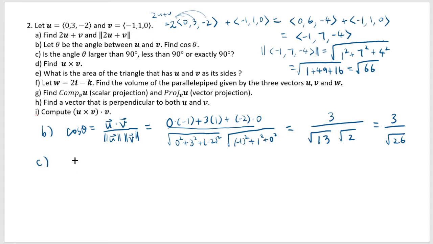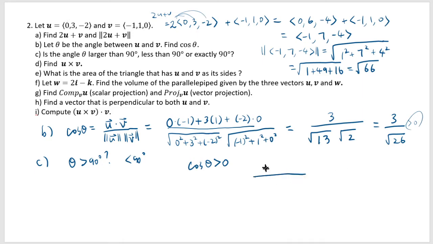C, the question is, is the angle bigger than 90 degrees or is it less than 90 degrees? I know that the angle is not equal to 90 degrees because in that case u dot v should be 0, but it's not. U dot v is 3, right? So what do we do? Well, we know that cosine theta is bigger than 0 because it's 3 over radical 26. That's bigger than 0, right?